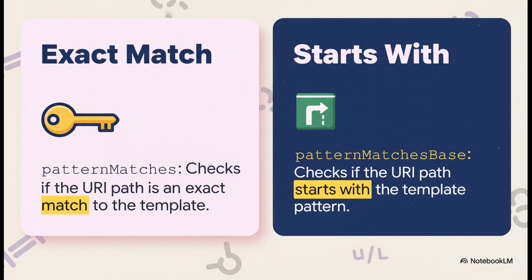patternMatches is strict. It looks for a perfect, exact match of the path. On the other hand, patternMatchesBase is a bit more relaxed. It just checks if the URI starts with your pattern, and it doesn't care if there's extra stuff at the end.